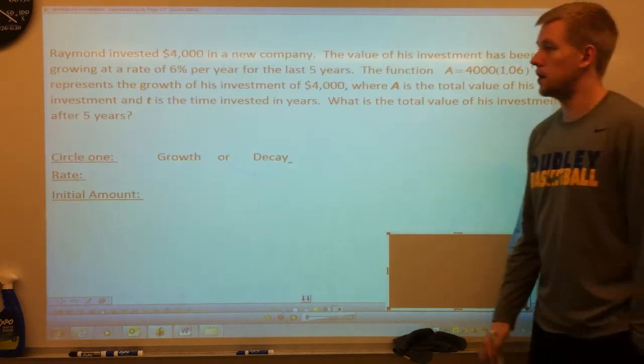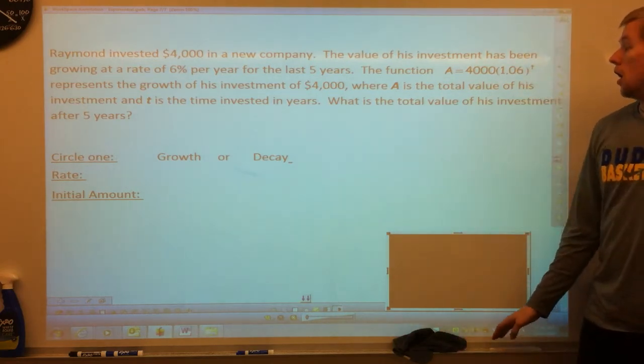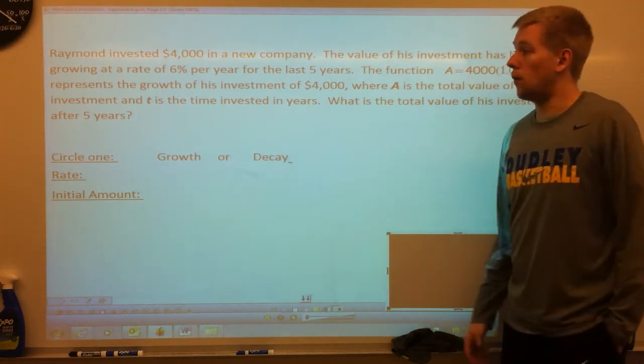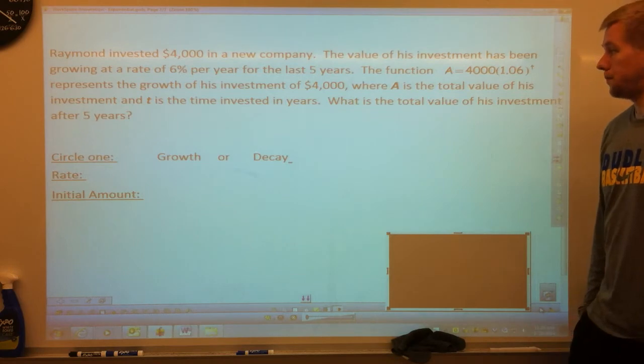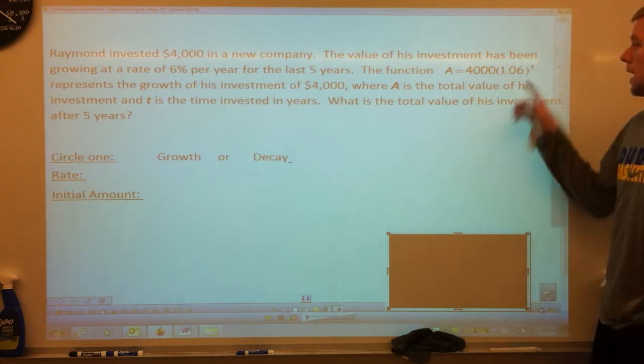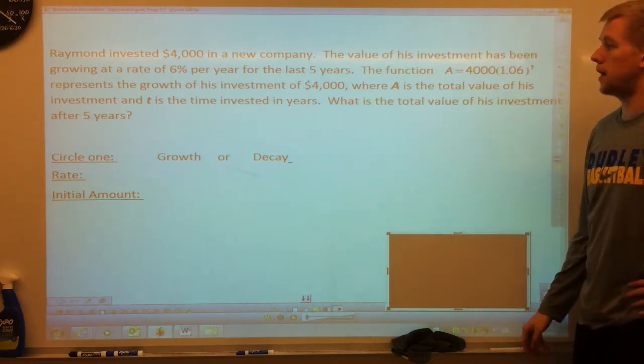Now, the last thing is a word problem that you will need to copy down, and you can do this on your own. You're going to answer this completely. Okay? It said Raymond invested $4,000 in a new company. And just be writing this down as I'm talking. The value of his investment has been growing at a rate of 6% per year for the last 5 years.